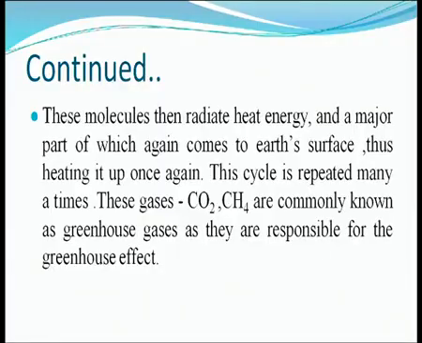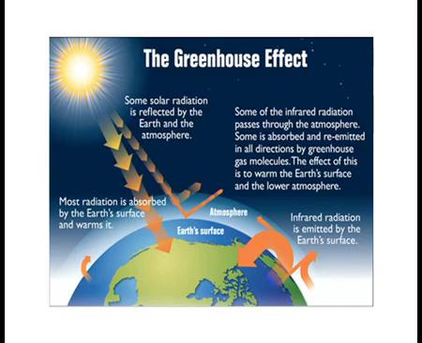These molecules, that is the greenhouse gas molecules, then radiate heat energy, a major part of which again comes to Earth's surface, thus heating it up once again. This cycle is repeated many a times. These gases are commonly known as greenhouse gases as they are responsible for the greenhouse effect. This is a pictorial depiction of what is happening on the Earth's surface. Observe the diagram very carefully.